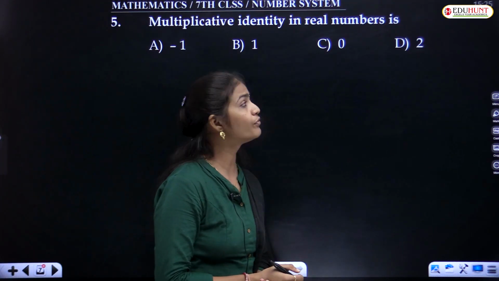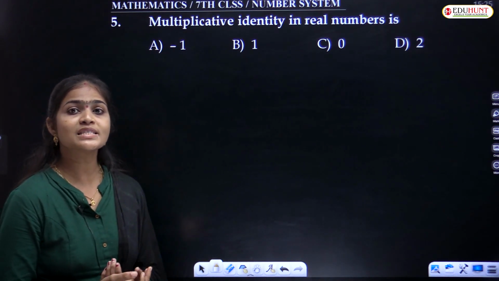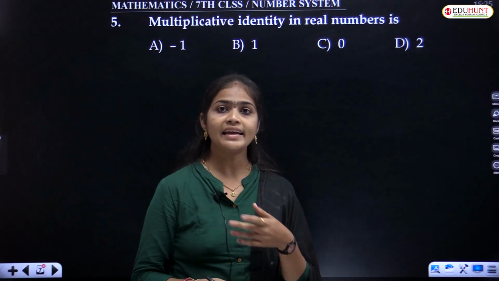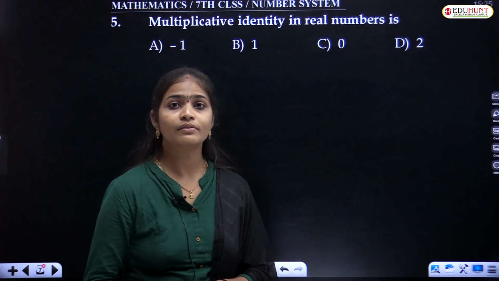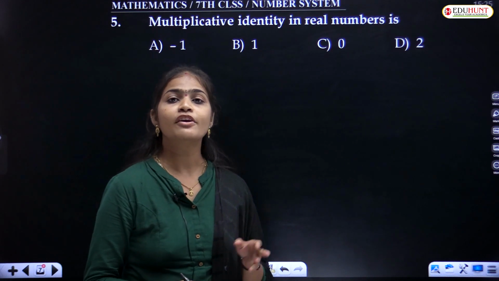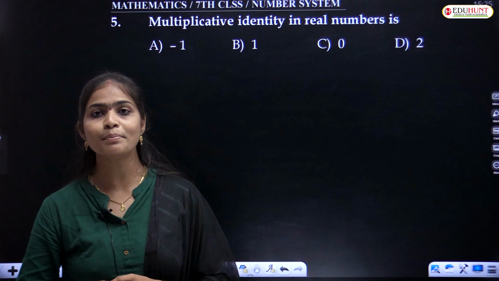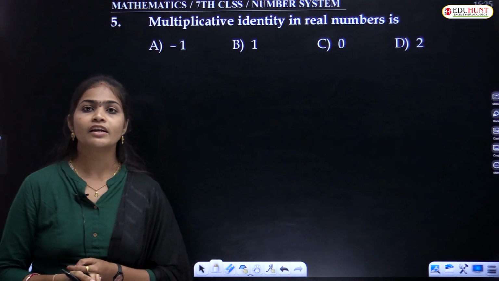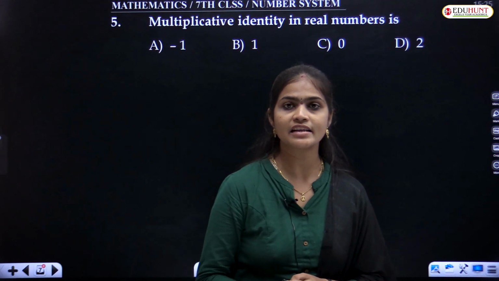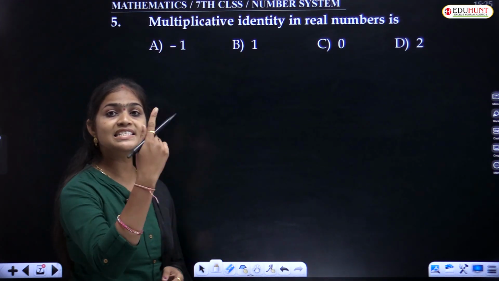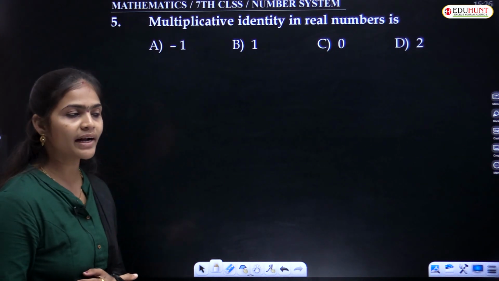Multiplicative identity of real numbers. So which one is the multiplicative identity? In any type of numbers, multiplicative identity means what exactly? Here multiplicative identity means if you multiply any number with 1, then you will get the same number itself. Then we will call that one a multiplicative identity. One is called the multiplicative identity.